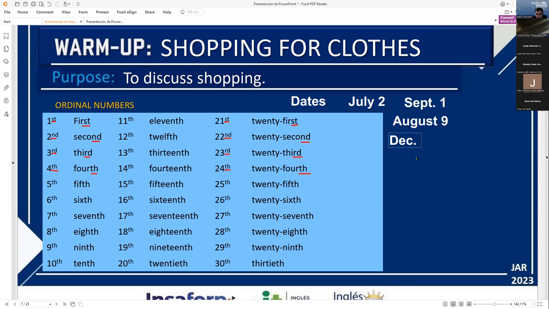Teacher, okay. O sea que cuando cumplimos años, tenemos que decir, my birthday is September 29th. Exactly. Así. No podemos decir el número nada más. No, September the 29th. Exactly. Yes, that's the way you say it. Okay, December the 24th.